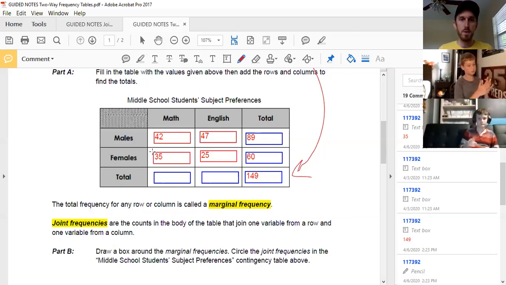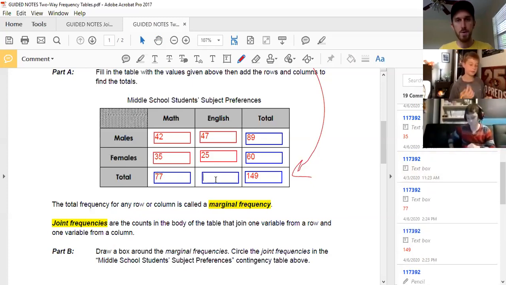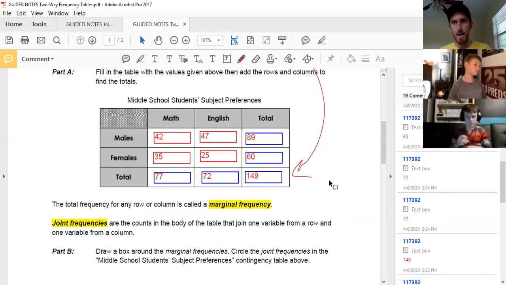All right, so 42 plus 35, what do we got? 77. All right, 77, and then 47 plus 25. Is it going to be something to 72. 72. Okay, great. And then I can just double check 77 plus 72 does equal 149. So my tables all fit together. Okay, it's just like a Sudoku puzzle. That's it. That's two-way frequency.